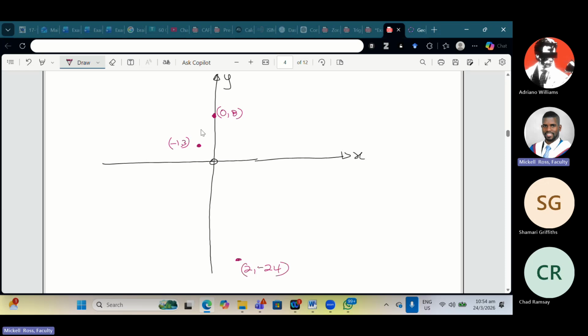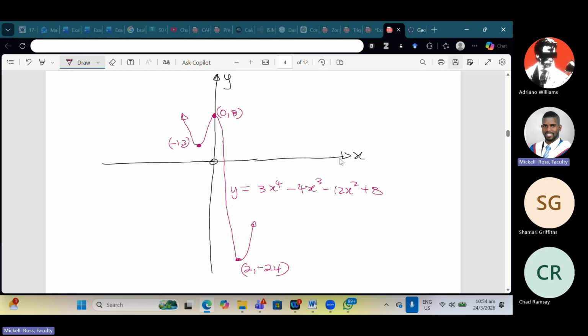All right, so we had said that this point was a minimum, this was a maximum, and then it's going to go down to this one, which is also a minimum. So this is what your graph would look like. This is a maximum point, this is a minimum point, this is also a minimum point. And this is the graph of y equals 3x to the fourth minus 4x cubed minus 12x squared plus 8.